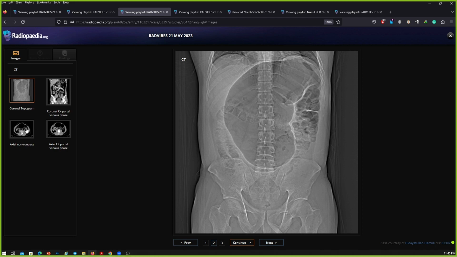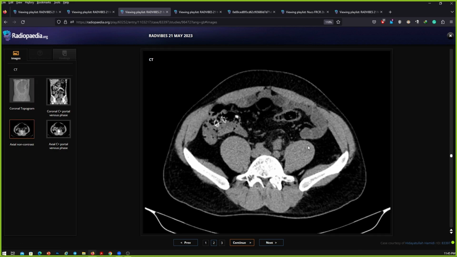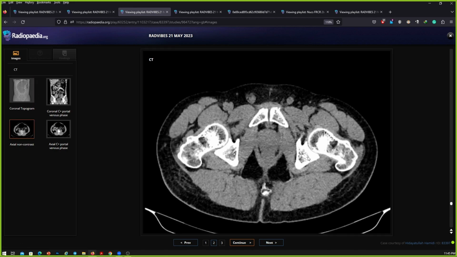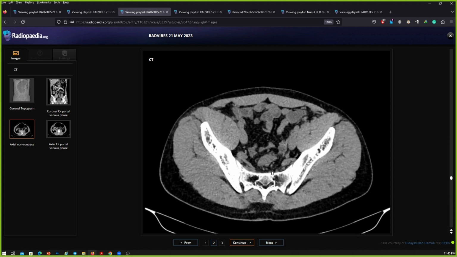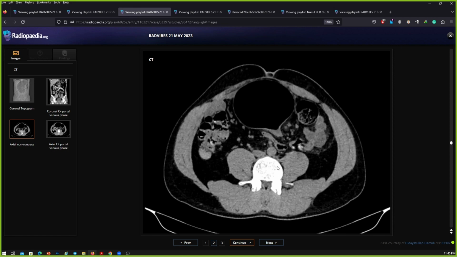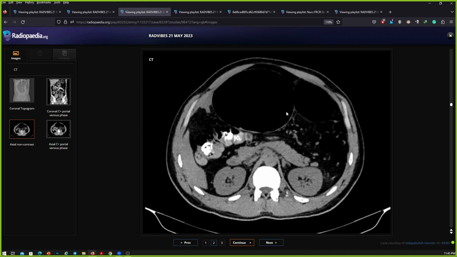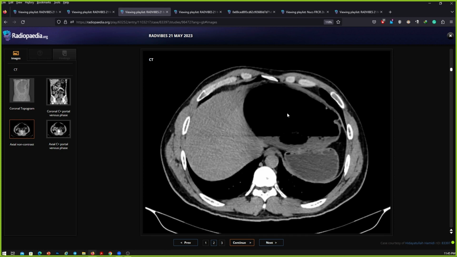Coming to this case, this is a case of sigmoid volvulus. So you can clearly see that this is the rectum, and then if you trace it back, it is clearly a case of sigmoid volvulus rather than a cecal volvulus. You have to know the differences between cecal and sigmoid volvulus. Just for the sake of time, we'll not go into the details of it in this particular session. I'll share it in the group.